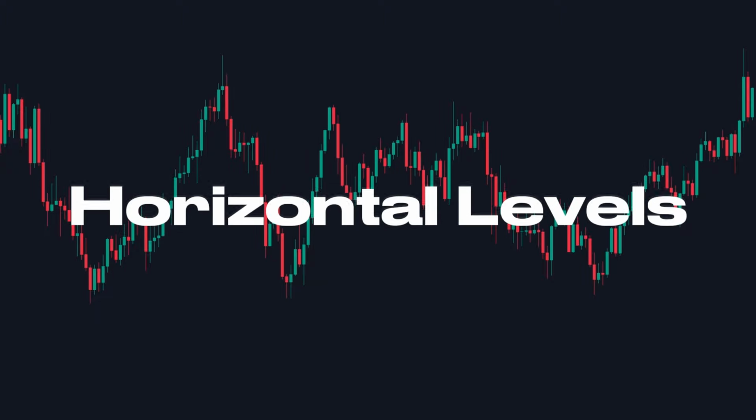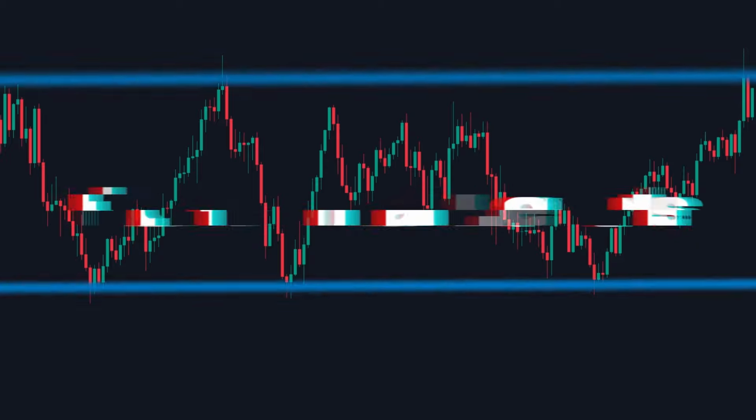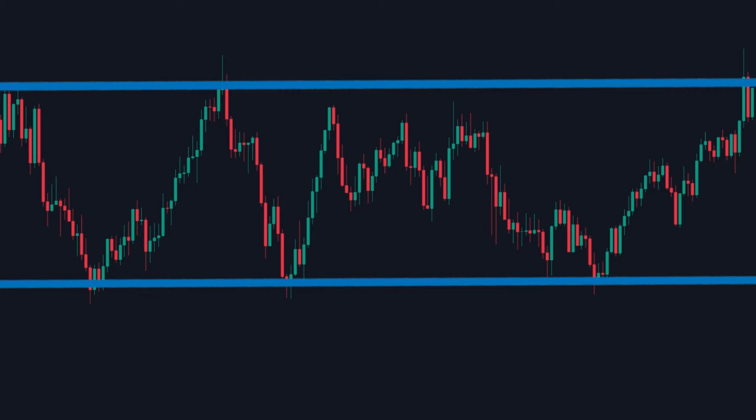Horizontal levels. The simplest form of support and resistance is a horizontal line drawn at a price level where the price has reversed direction in the past. These lines are static and remain constant over time, making them easy to spot and use as reference points.